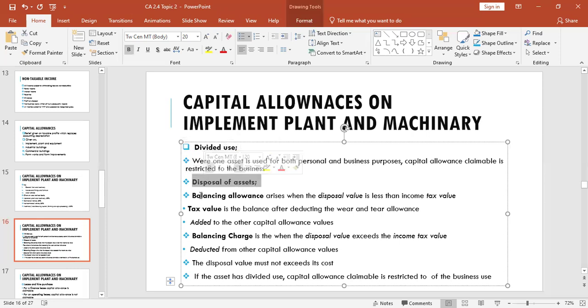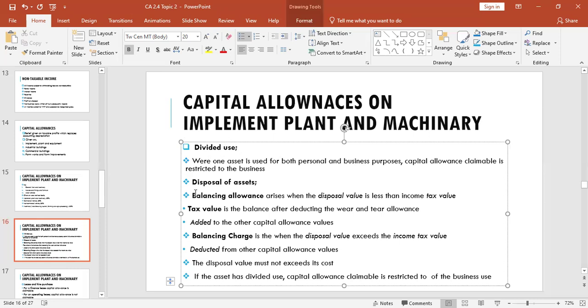Then disposal of assets. When we dispose of an asset, in the last year that we have an asset, we charge capital allowances on a wear and tear basis. Say we've got an asset which has got a useful life of 5 years. For 4 years, we need to charge the wear and tear capital allowance. But in the final year, where we need to sell it off, we don't charge the capital allowance. In the final year, when we sell it off, we can either have a balancing allowance or a balancing charge. So sometimes an asset cannot be sold.